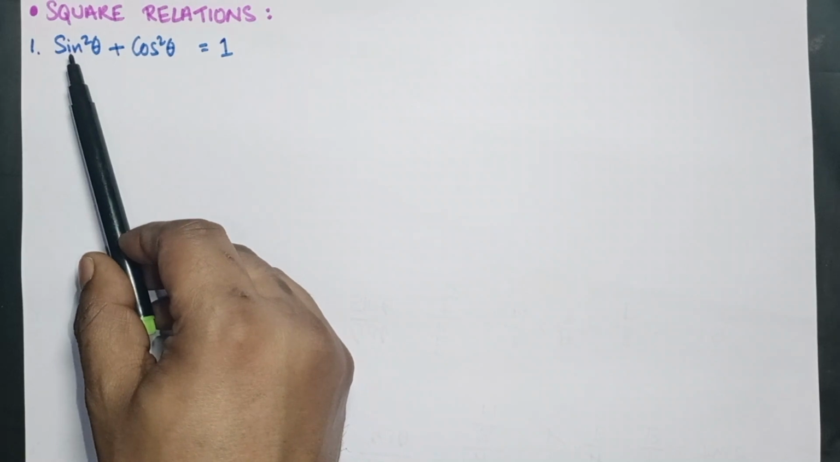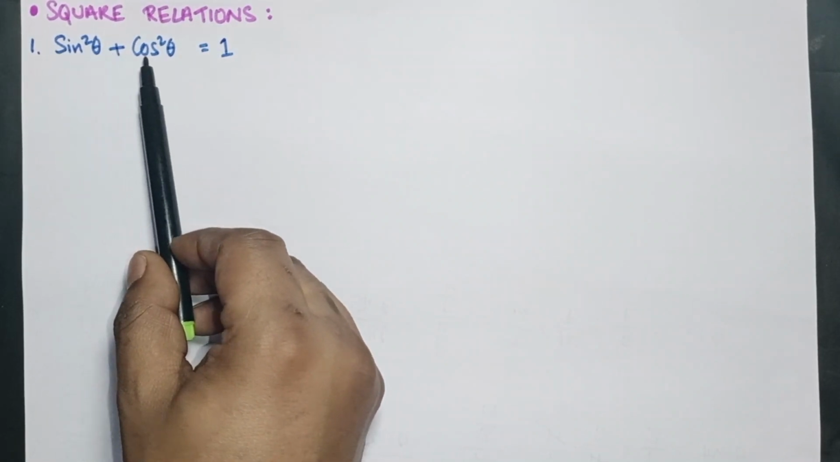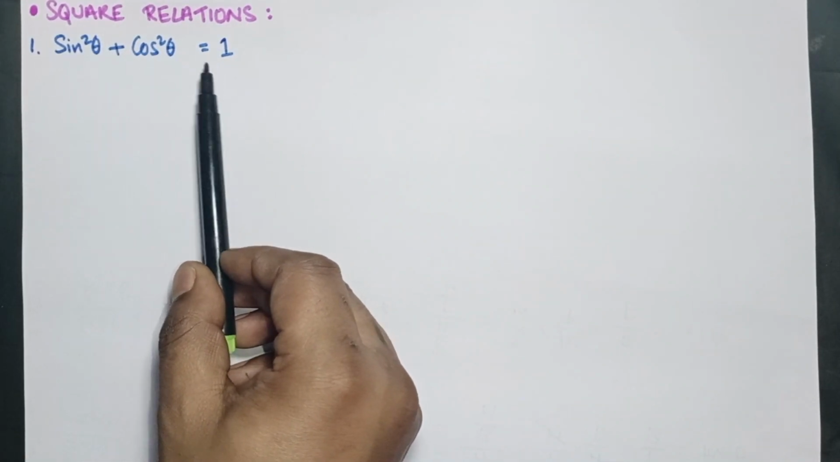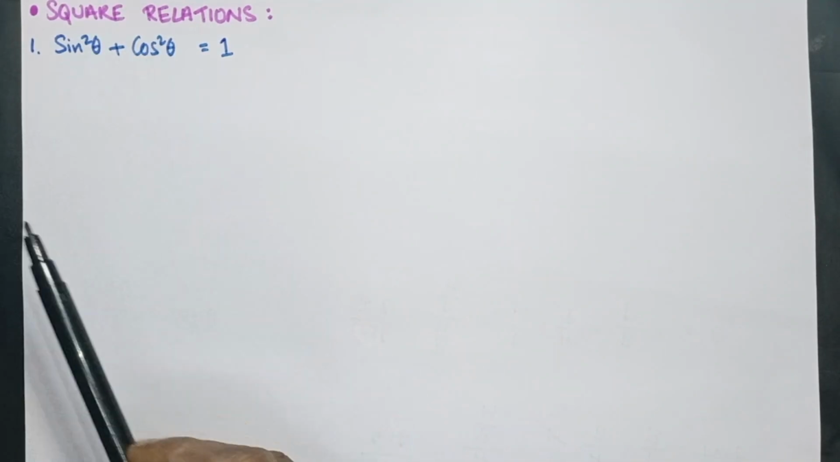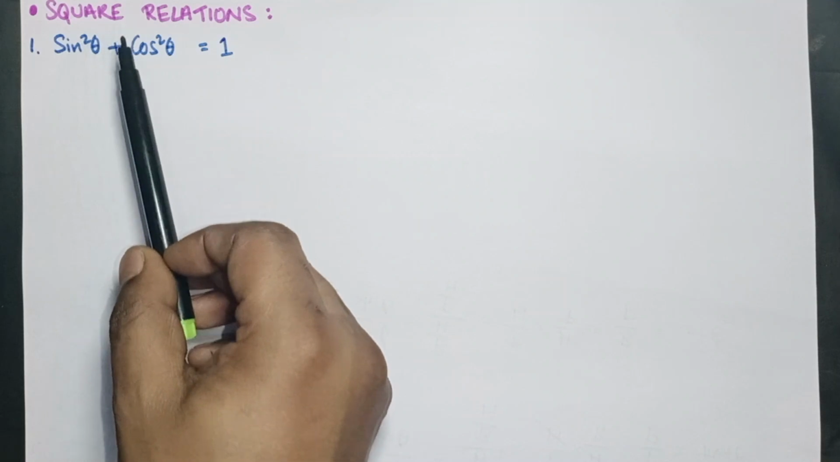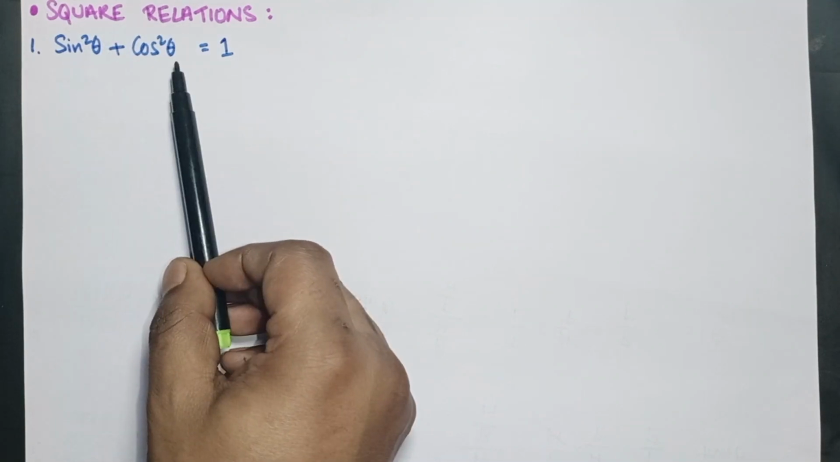So we have number one: sine square theta plus cos square theta equals 1. This is the formula. You have to know this formula, and this is called a square relation because the square is there. So there we have the three formulas. How can we prove this formula?